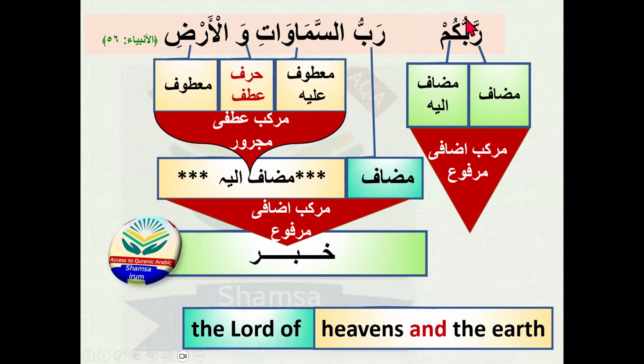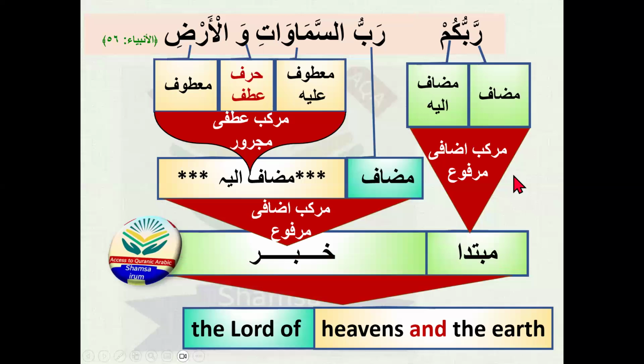You can see clearly, Rabbukum, this Rabbu is also marfu. So both Murakab Izafi are marfu. The first, Rabbukum Murakab Izafi, is marfu because it's at the place of the Mubtada. So Mubtada and Khabar make a Jumla Ismiya.